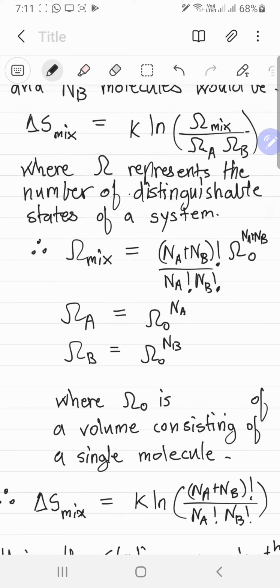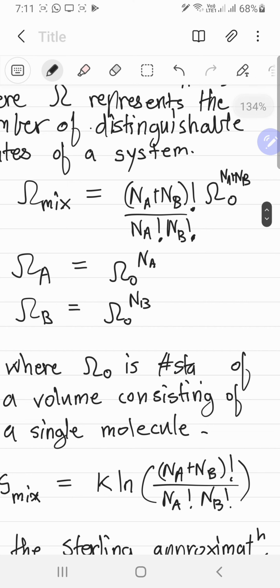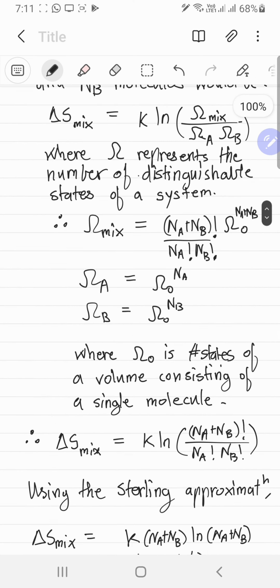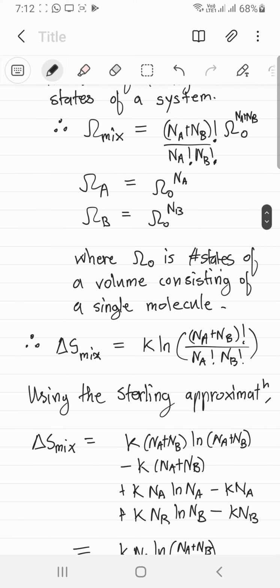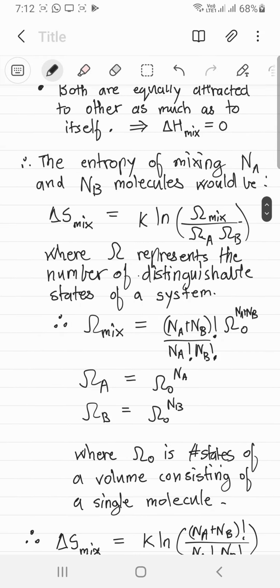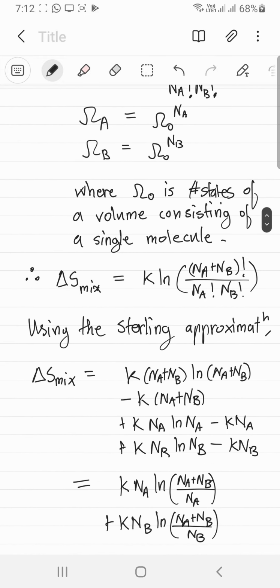This is the number of states of a volume consisting of a single molecule. So which single molecule, A or B? Well, any of those, we are considering it to be the same. All right, and because they are the same, we can say that omega A is omega naught to the power of Na, and omega B is also omega naught to the power of Nb. And then this quantity, it works out good. So delta S mixing is now k natural log of Na plus Nb choose Na or Nb.